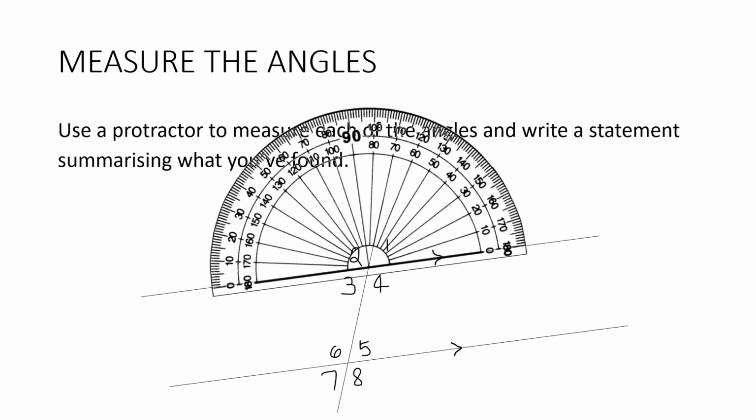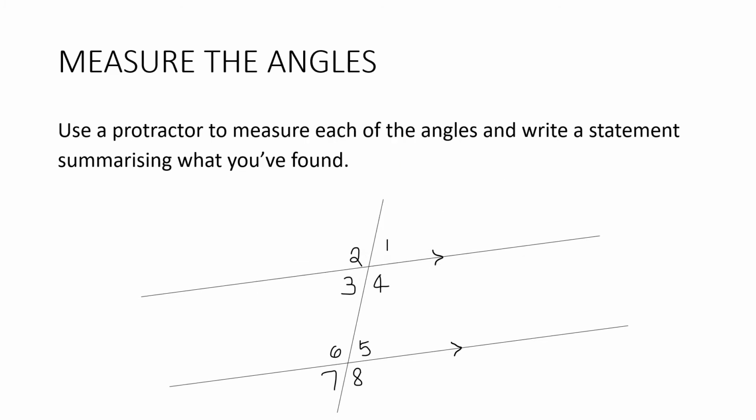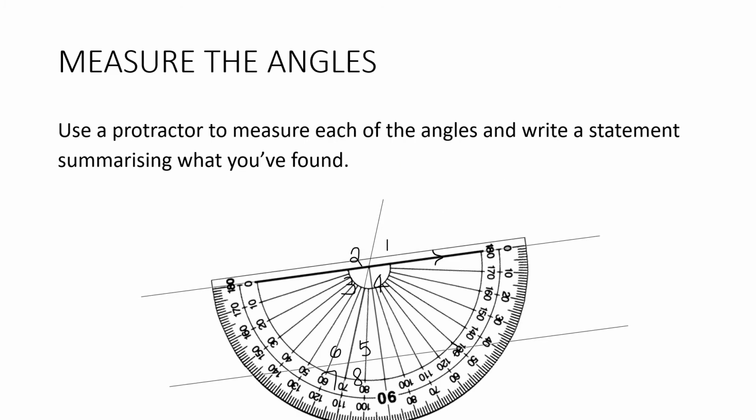So lining our protractor up, I can measure this angle using this scale that starts at 0. So that's about 70 degrees. Obviously your angles are going to be different than mine. And measuring this angle over here, we're going to use this scale starting at 0 and coming all the way around, and it looks like 110 degrees. Turn your protractor upside down and you can measure the next 2. So have a go at doing that and put them into a table.